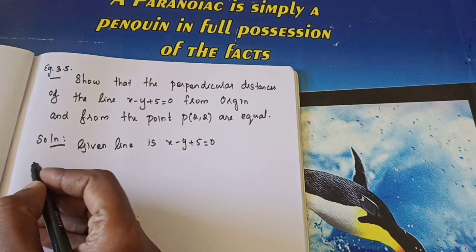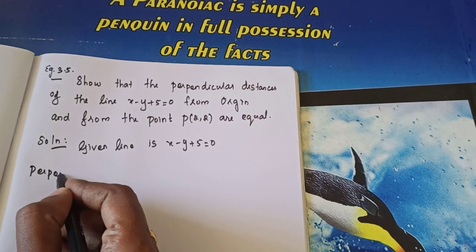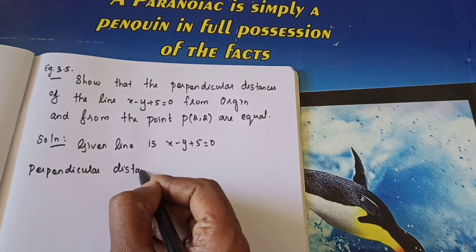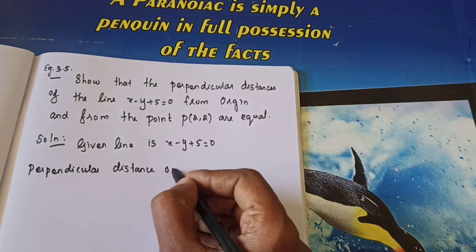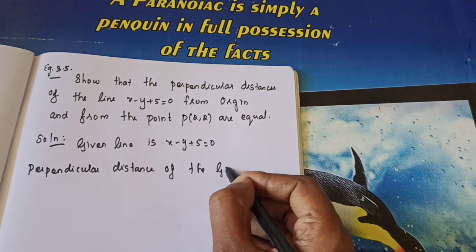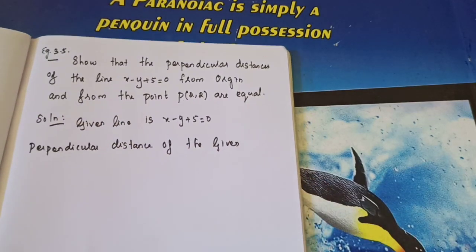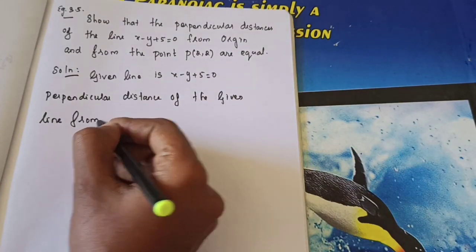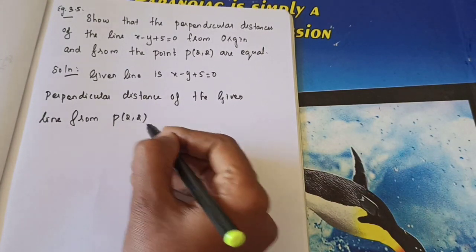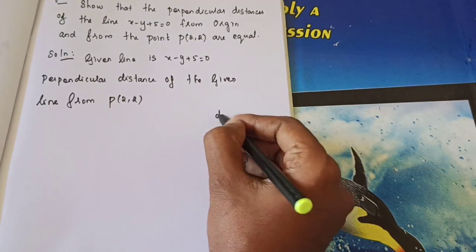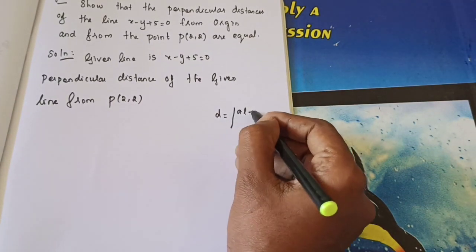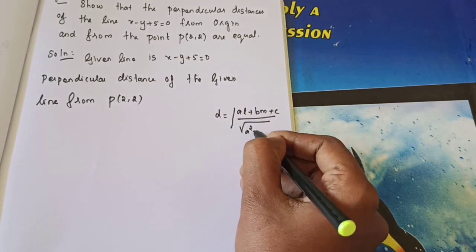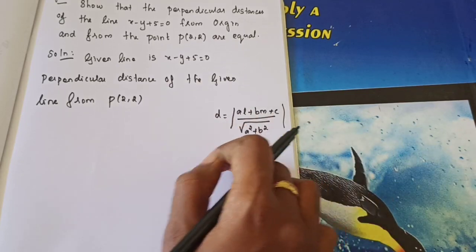Perpendicular distance of the given line from P of 2 comma 2. So what's the formula we have learned? D is equal to modulus of AL plus BM plus C divided by square root of A square plus B square. So this is the formula.